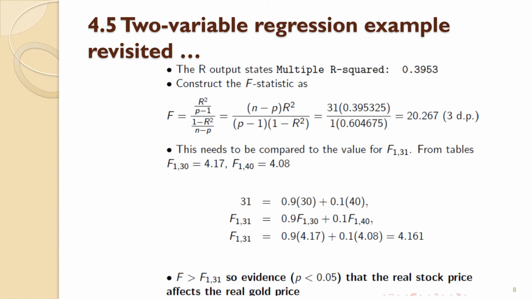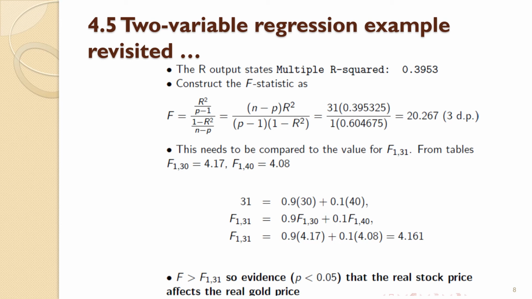So our output says that the multiple r squared is 0.953. So the idea is you could construct the F statistic as those. Then here is a manipulation: dividing by a fraction is exactly the same as multiplying by the reciprocal of the fraction. So plug the numbers in here and we get 20.267, and then you would need to compare this value with the tables, and you would have to interpolate, giving you the calculation there, though you don't necessarily pay too much attention to this.